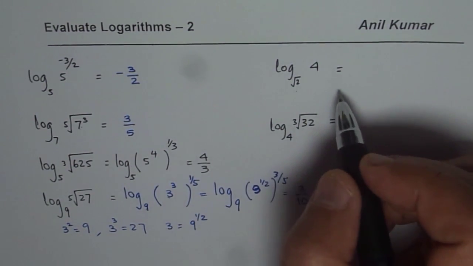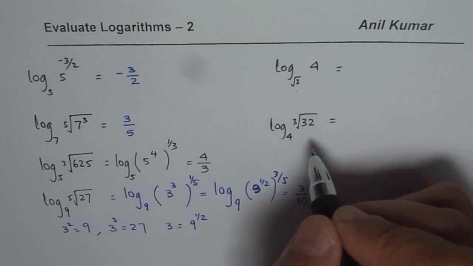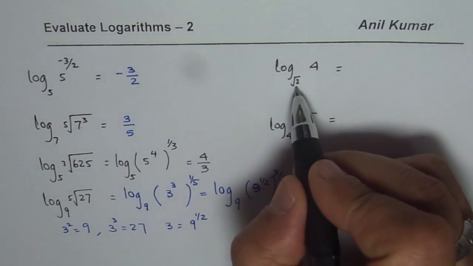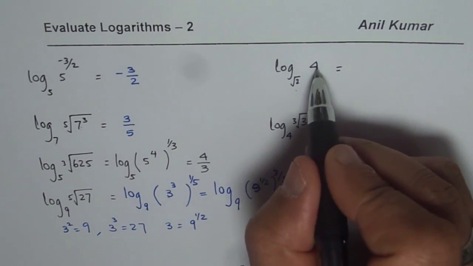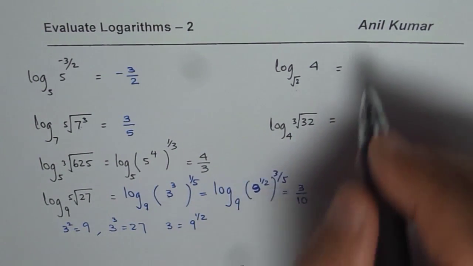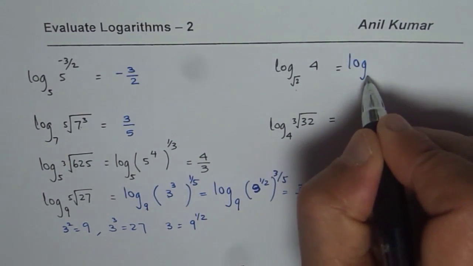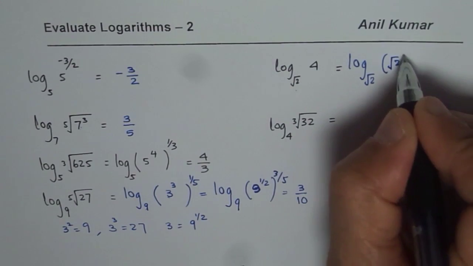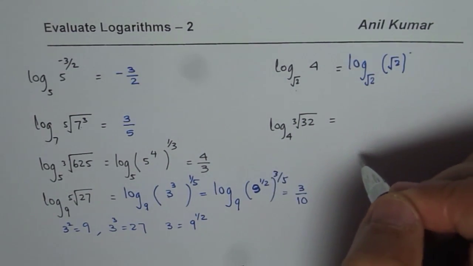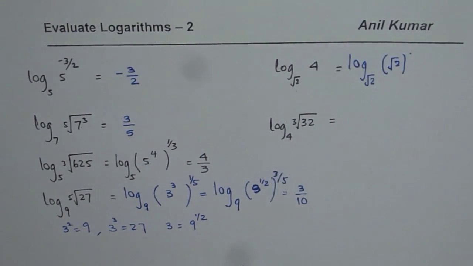Let's continue with similar questions with some twist. This time I have square root 2 as the base of the logarithm. That means I have to write 4 as square root 2 to the power of something. So we have log to the base of square root 2, and I want square root 2 to the power of something that should give me 4, correct? What is that number? That is what you have to figure out.